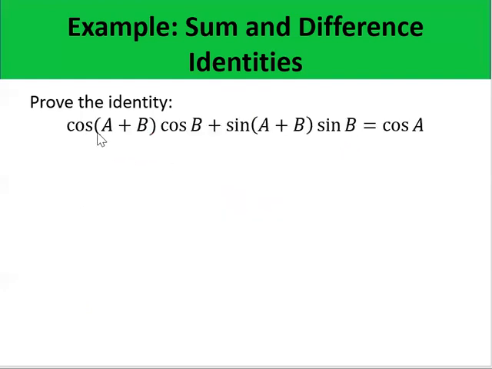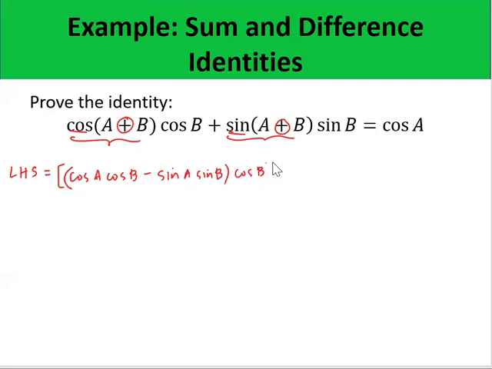Now another example would be cosine of a plus b times cosine of b plus sine of a plus b times sine of b is equal to cosine of a. Using the sum identities for cosine and sine, we will have to expand the following. So our left-hand side will be equivalent to cosine of A times cosine of B minus sine of A times sine of B, multiplied by cosine of B, plus the expansion of sine of A plus B, which is sine A cosine of B plus cosine of A times sine B, and then this whole thing will be multiplied by sine B.